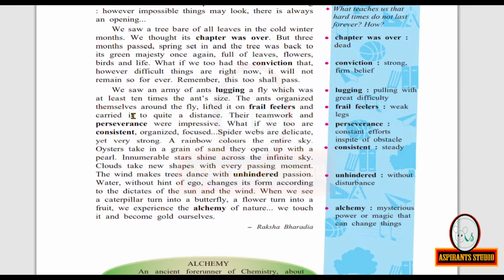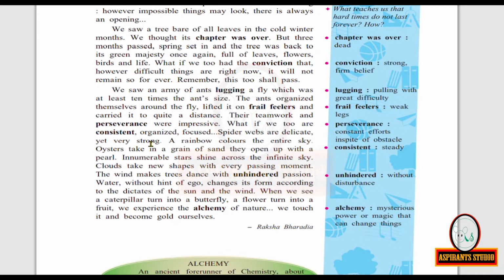The ants organized themselves around the fly, lifted it on frail feelers, their weak legs, and carried it to quite a distance. Their teamwork and perseverance, which means constant efforts in spite of obstacles, were impressive. What if we too are consistent? Consistent means steady, organized, focused.